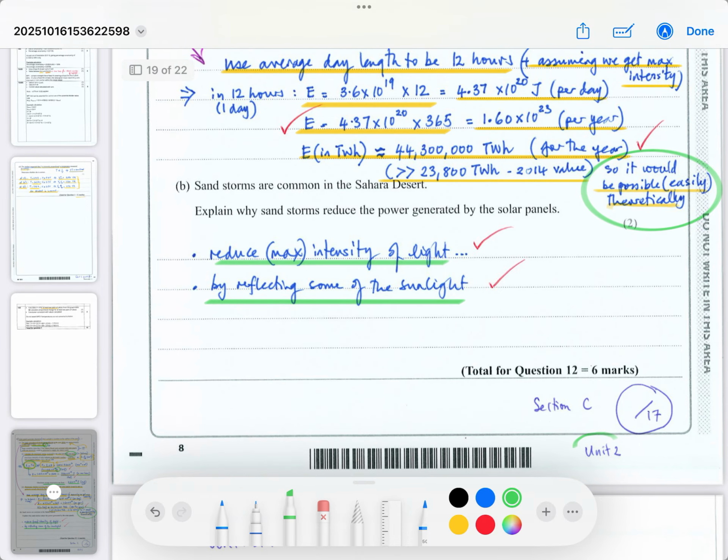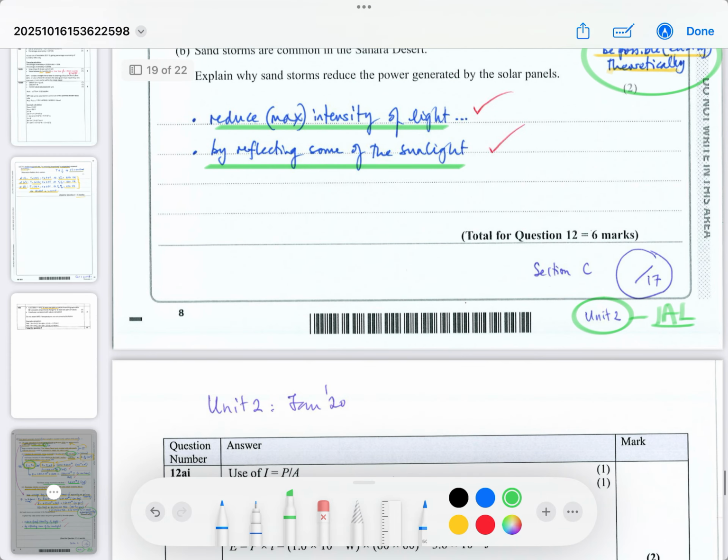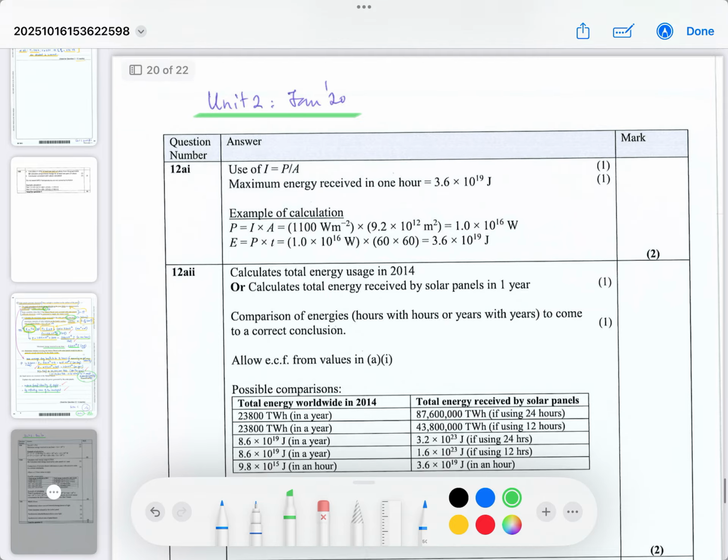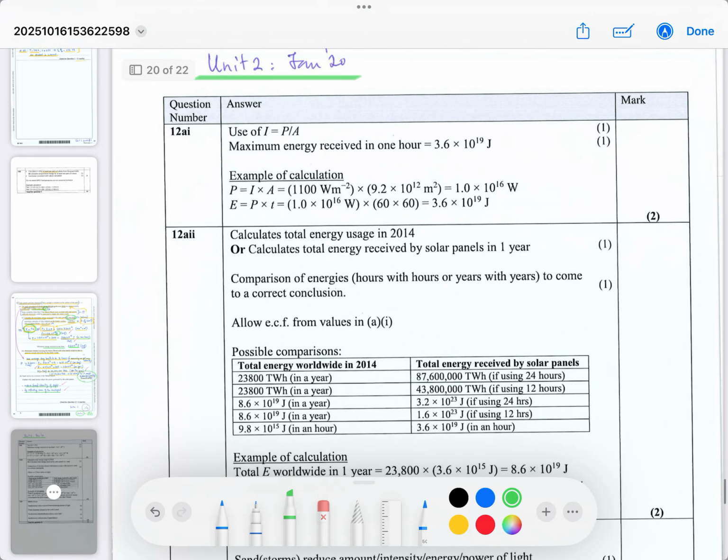Now this also comes from Unit 2. So this is from the IAL paper, Unit 2 question. There it is, Unit 2, January 2020. So this is a normal question, not just for Edexcel linear, but also for the modular as well. Sorry, I'm getting a bit tired. It's getting a bit late in the evening.